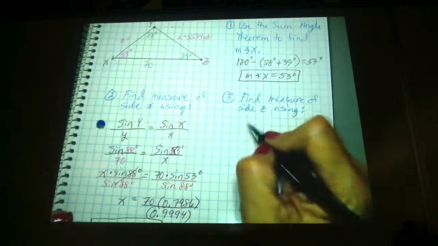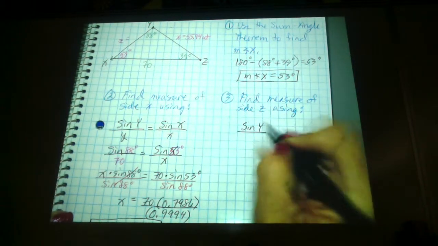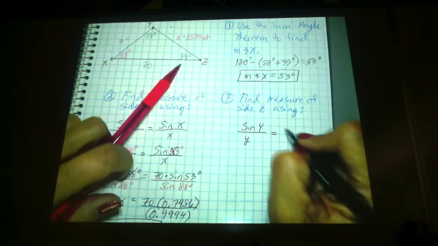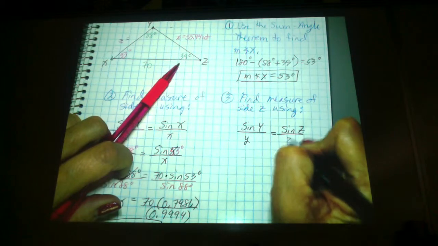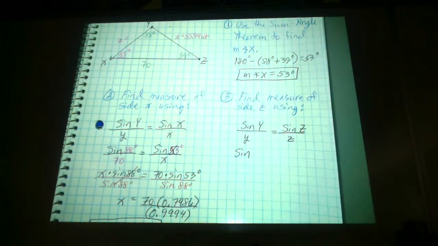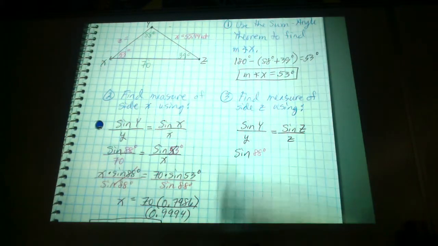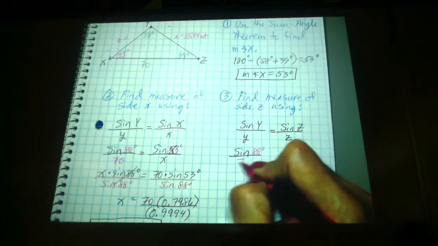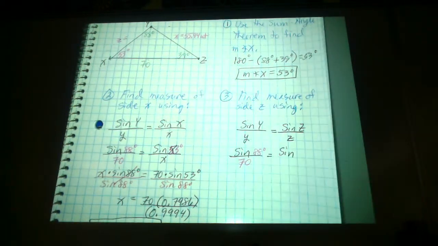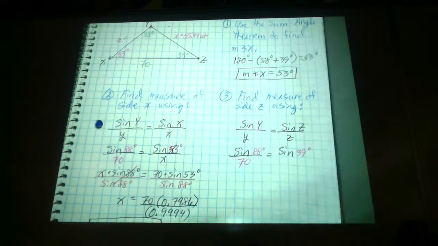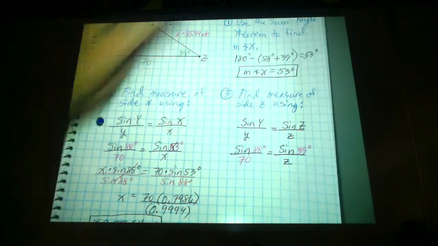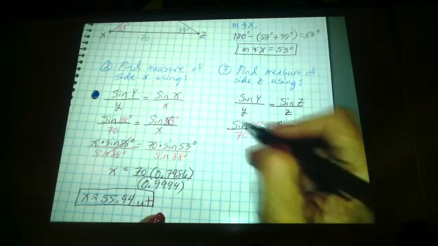So we are going to do sine of y divided by measure of side y equals, I want side Z, so I want sine of Z divided by the measure of side Z. So replace what you know. Sine of y is 88 degrees divided by side y has a measure of 7 units equals sine of angle Z is 39 degrees divided by, and we are trying to find the measure of side Z. It's a proportion, so we're going to cross multiply and solve.